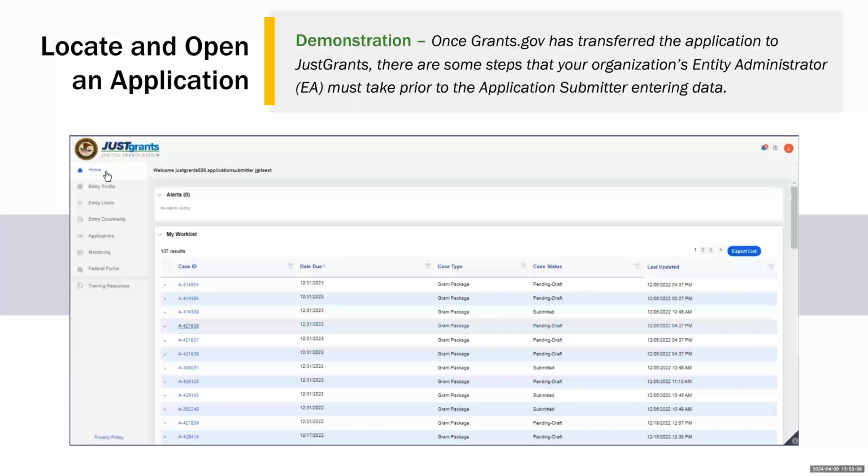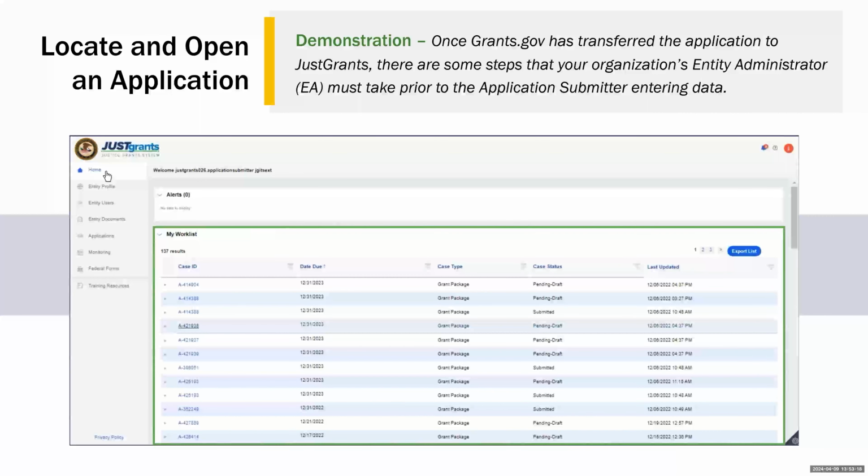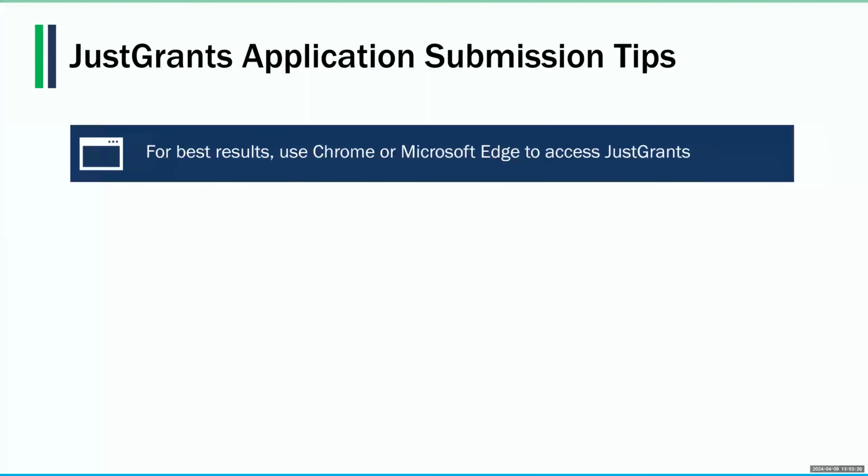Now, grants.gov is where you will do the remainder of your application. You're going to submit the remainder of the information to satisfy that solicitation through the Just Grants system. So, some great tips about Just Grants. We recommend that you use Chrome or Microsoft Edge to access Just Grants. Internet Explorer does not provide an optimal experience.